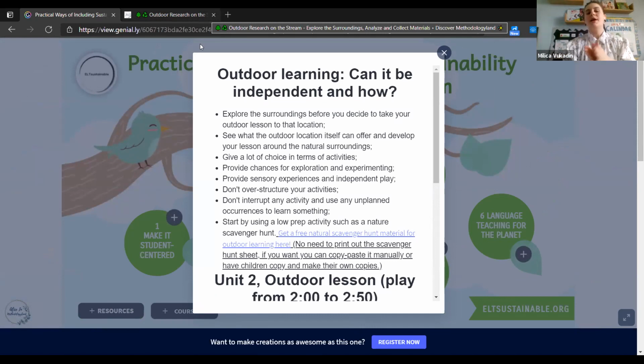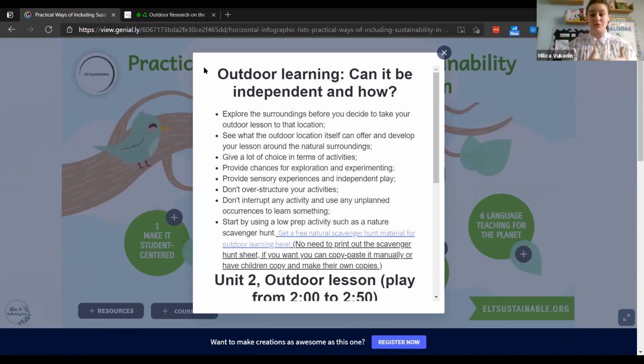So as I said, before going out, explore your surroundings. Beforehand, go there yourself alone and explore. Is it safe? Can you take your students there? Is it easily approachable? Would parents approve? Yes, that can be a problem.